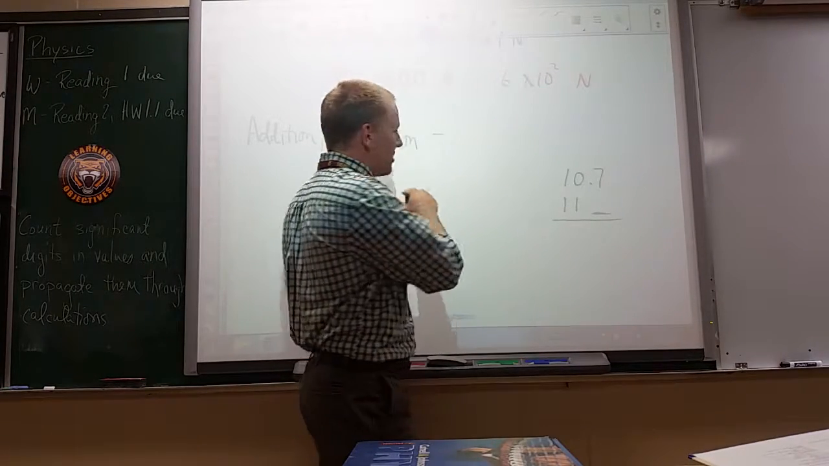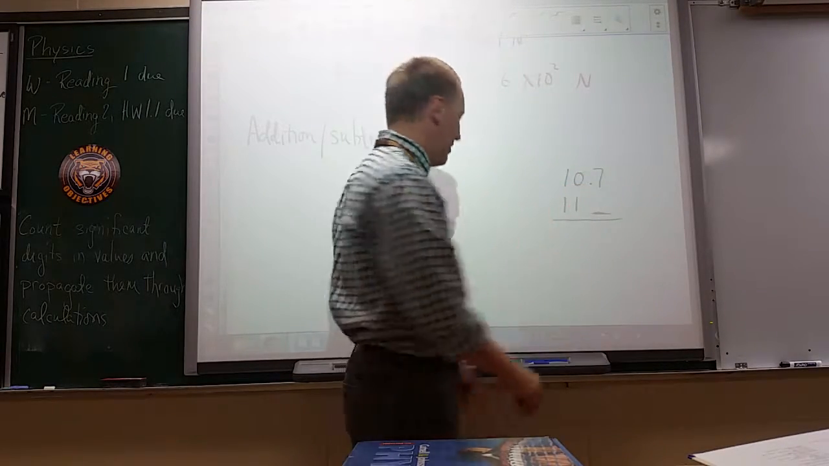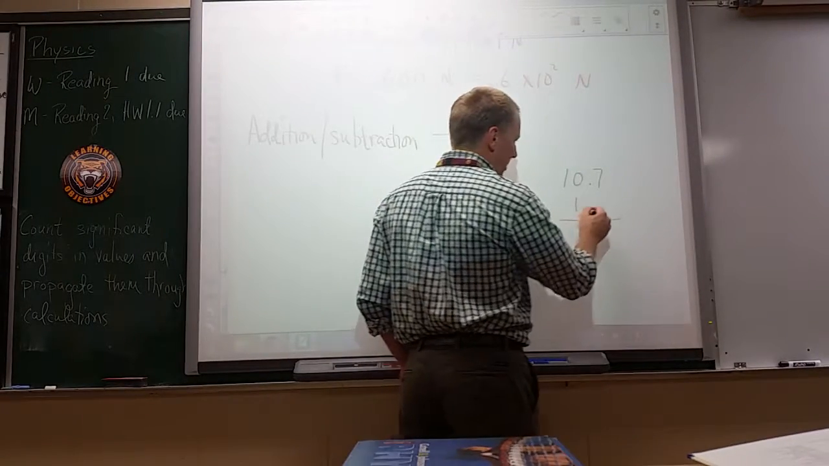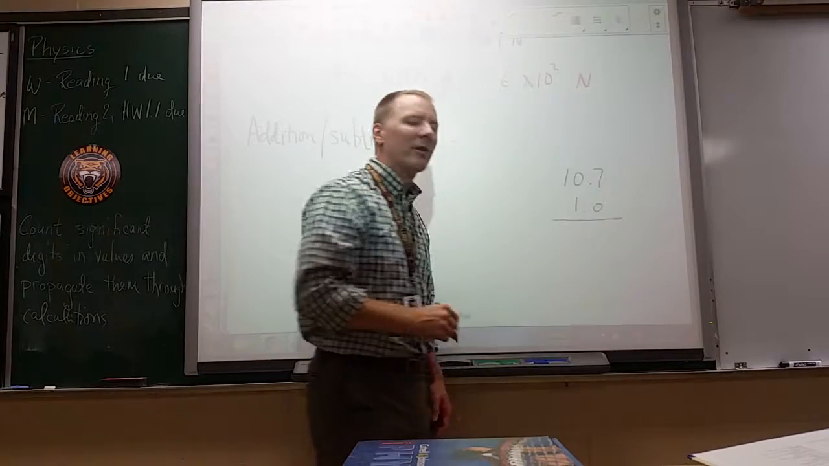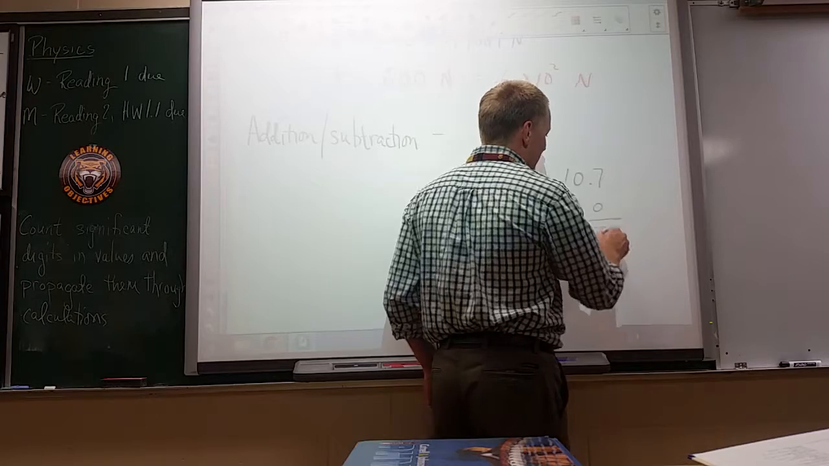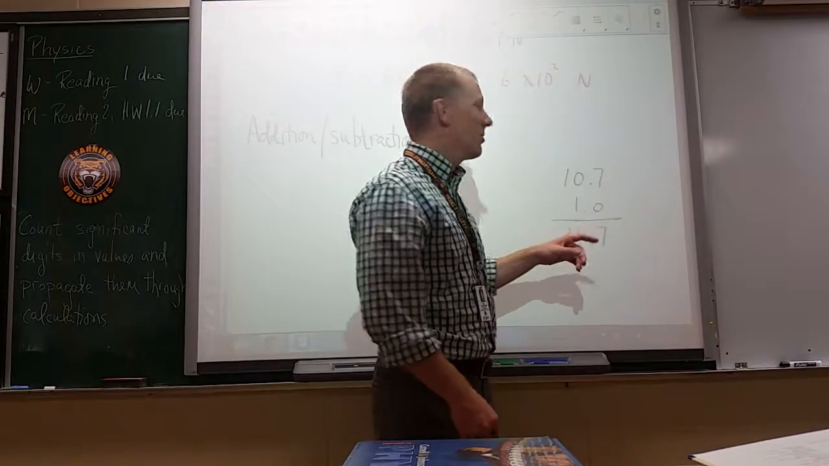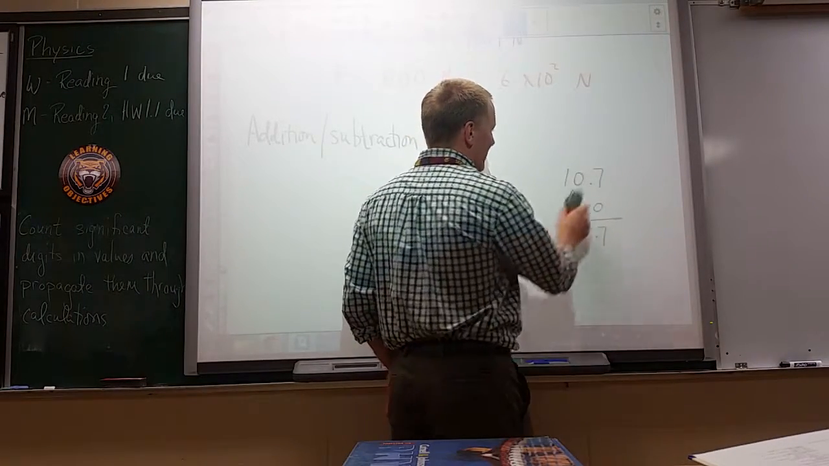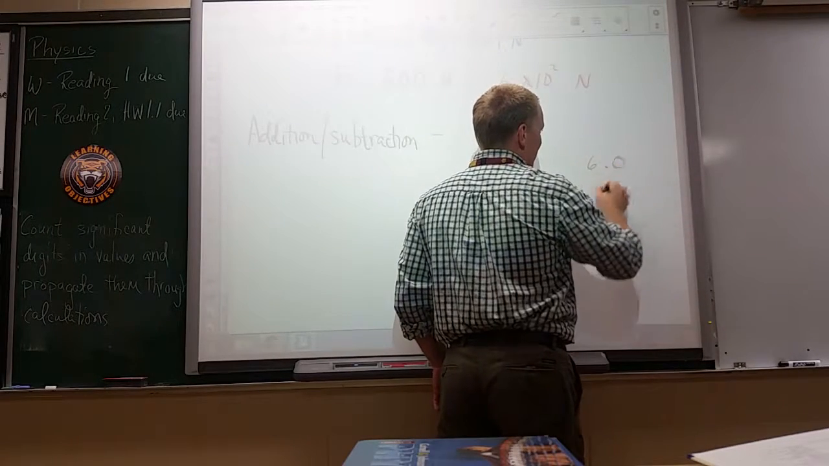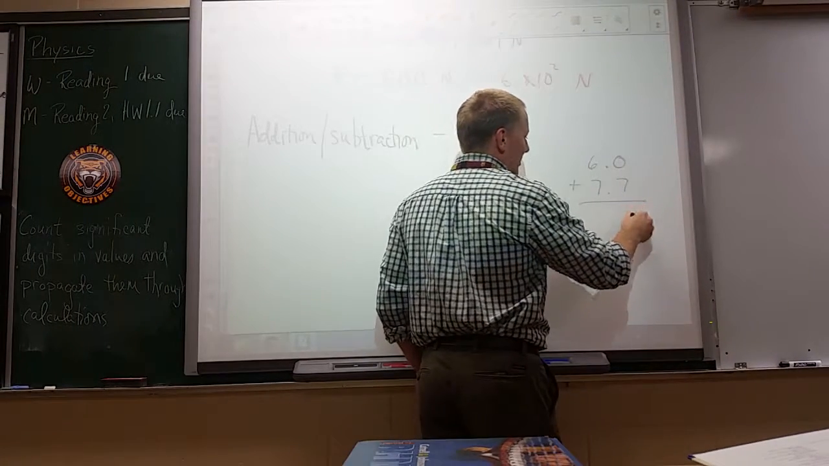So the rules for addition and subtraction have to be a little bit different to account for this and to account for carry. So for example, if I had 1.0, well, now I'm pretty confident in both of those numbers. So I could be confident that it's going to be 11.7. And I know that that 7 is significant. So I'm not going to just throw it away. I'm going to do it even better. 6.0 plus 7.7. That's what I should have started with. Be 13.7.